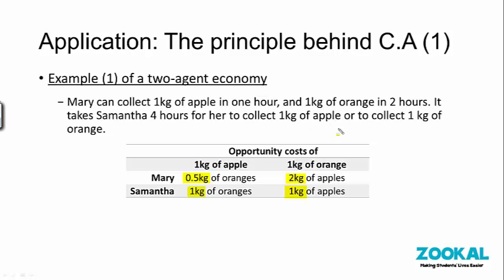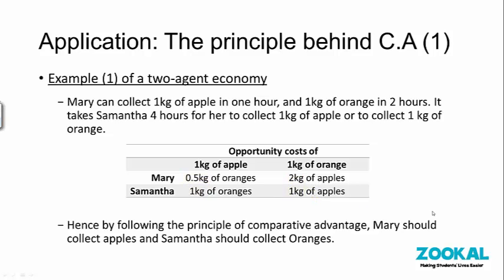Now, just then we used the input method, but as I showed you earlier in the opportunity cost slides, we can actually calculate through the output method. That should give you exactly the same answer: 0.5 here, 1 kilo here, 2 kilograms here, and 1 kilogram there. As we calculated, and as you can see in the table above, Mary has a lower opportunity cost in producing apples, and Samantha has a lower opportunity cost in producing oranges.